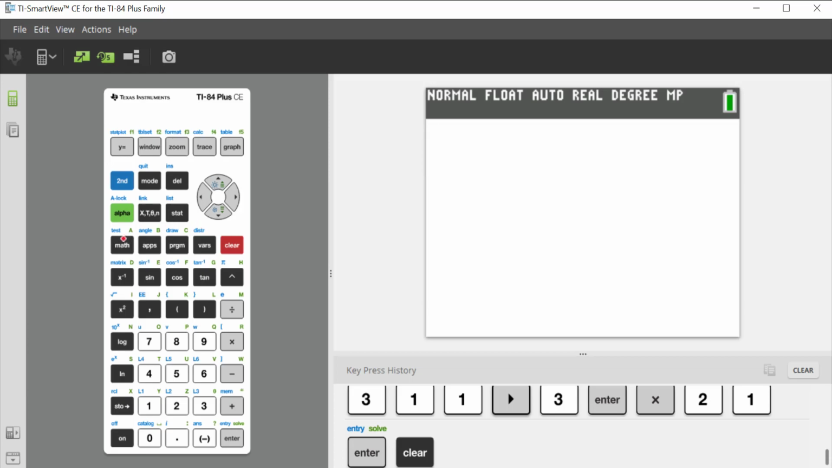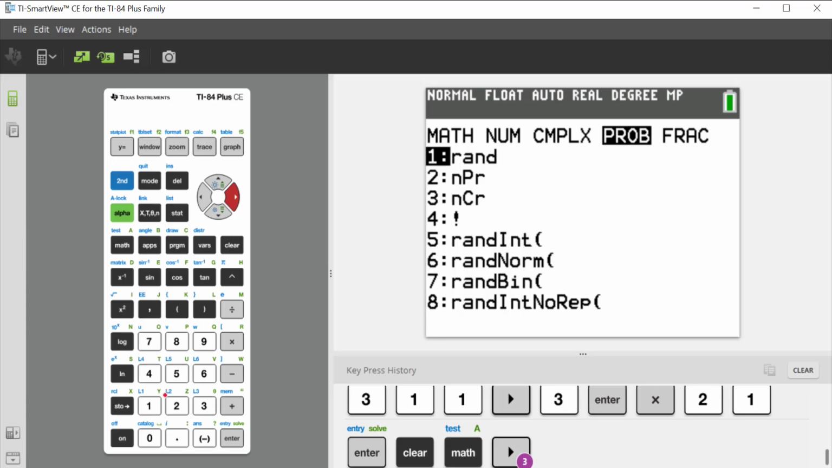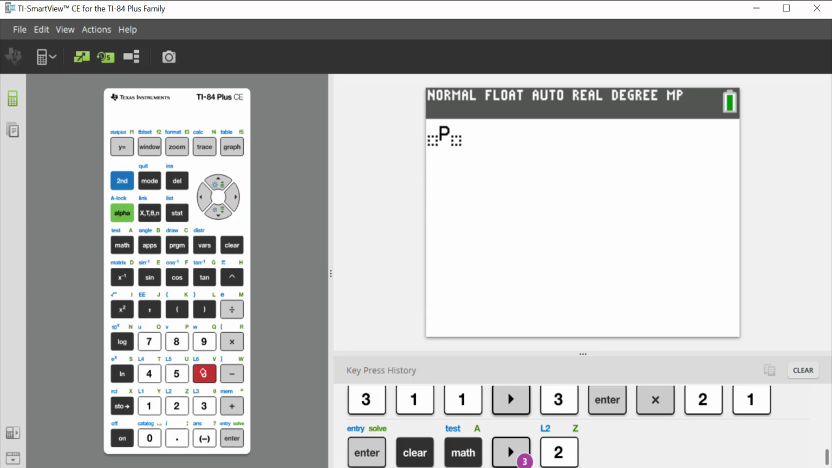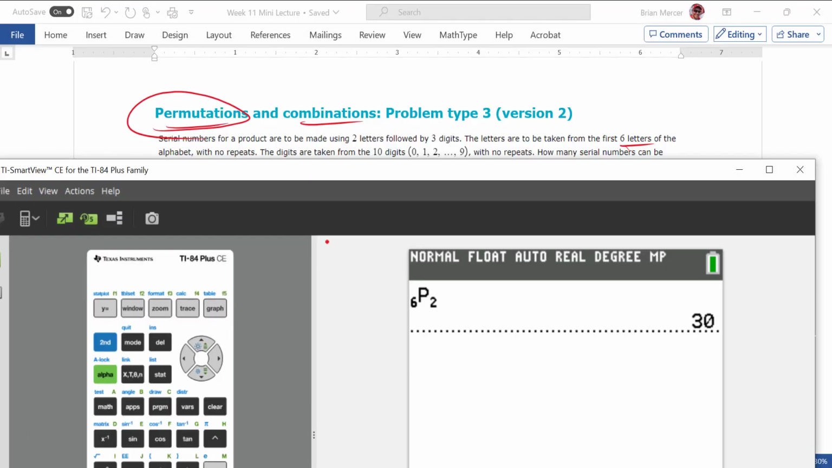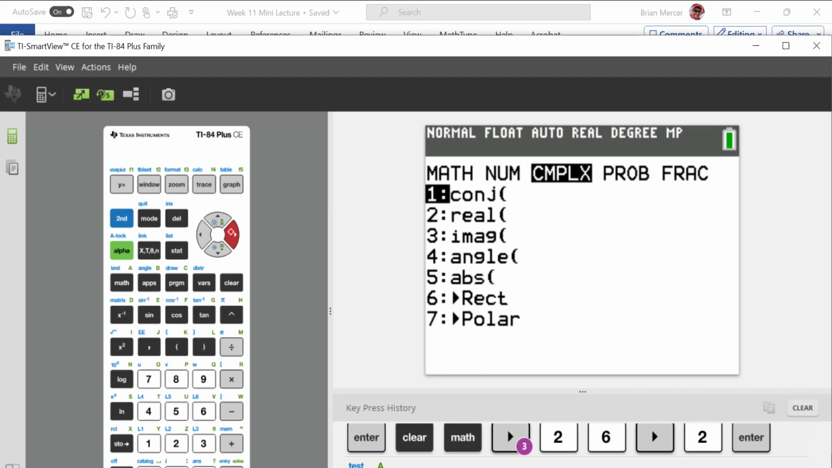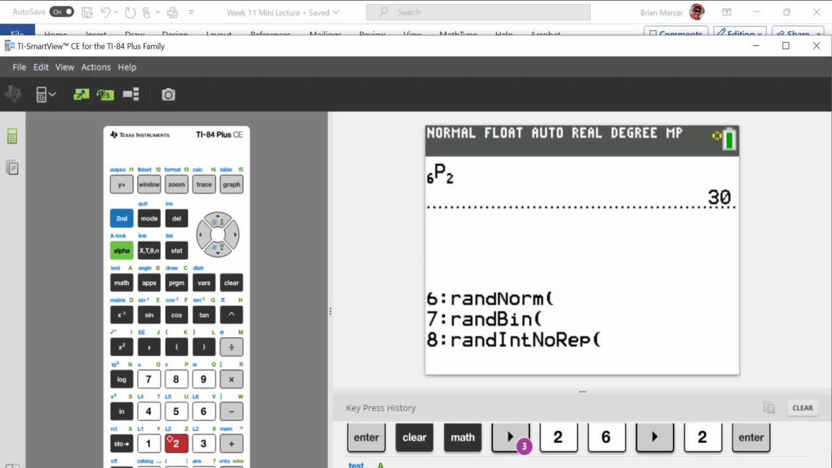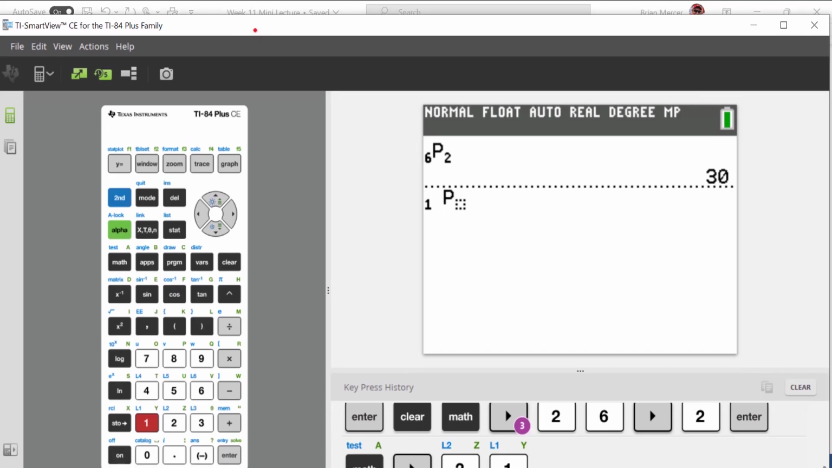So I'll say that was 6P2, and the other one was 10P3. I'll do that again. That was 10. Didn't move that down enough. 10P3.